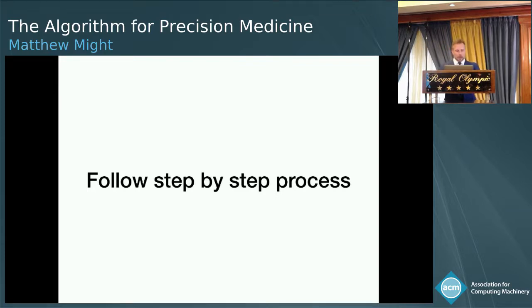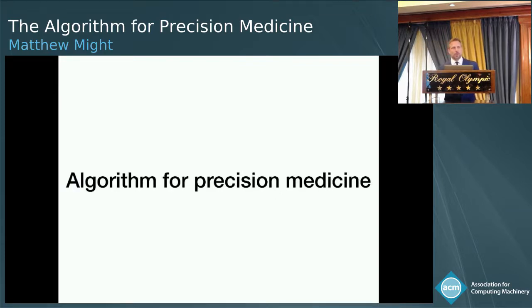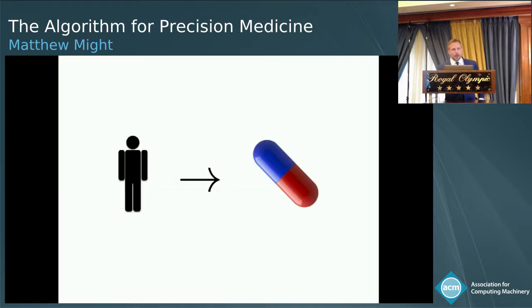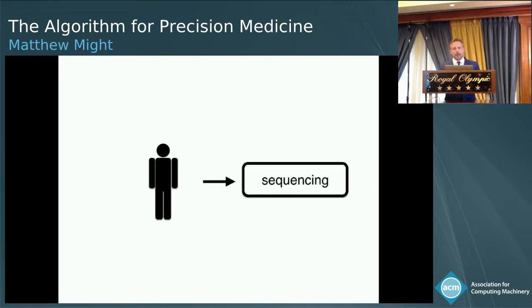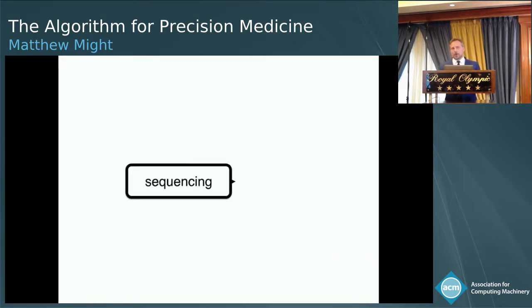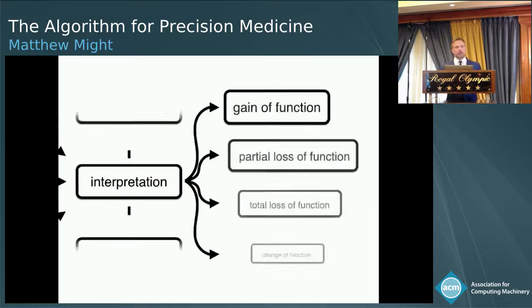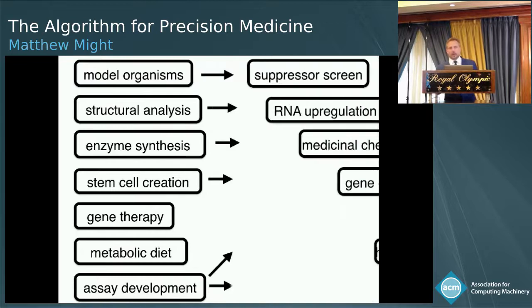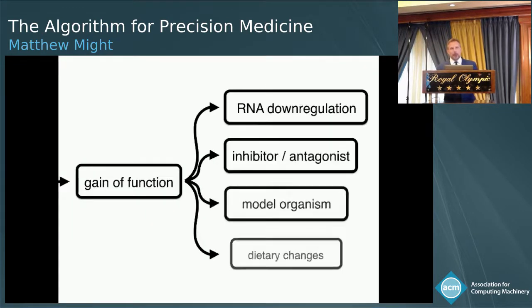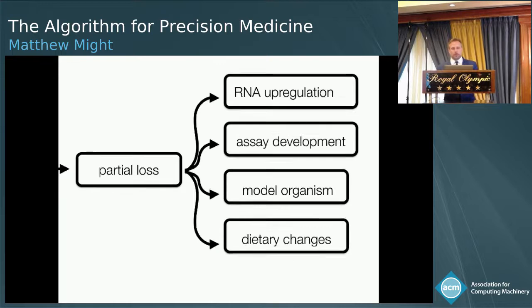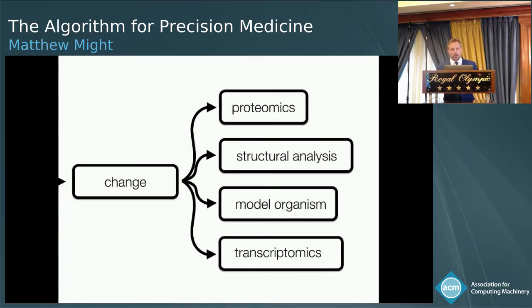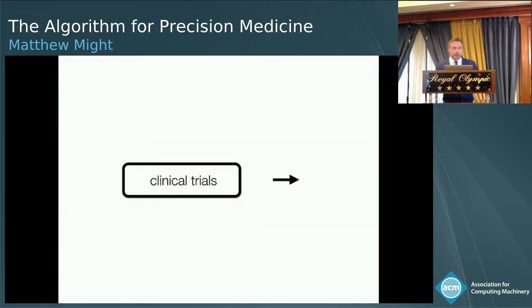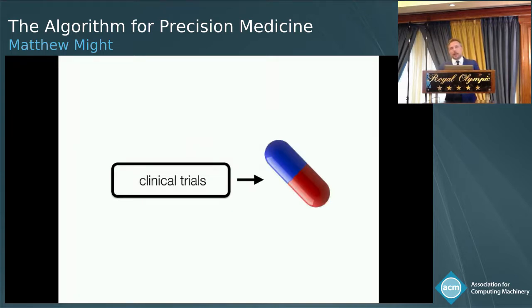So we follow a step-by-step process, and this is what I really call the algorithm for precision medicine. It's a process for going from a patient to a pill, where we figure out where they are in terms of their diagnostic or therapeutic odyssey. I'm just going to show it to you in high speed right now and then zoom in on the core of it, which is what actually matters. We guide them along and figure out how to get from one stage to the next each time. In reality, it's actually an NFA, because there could be multiple next steps at any given point in time.